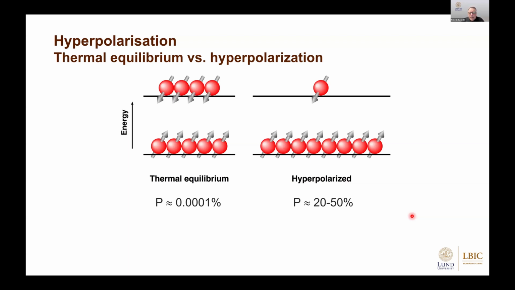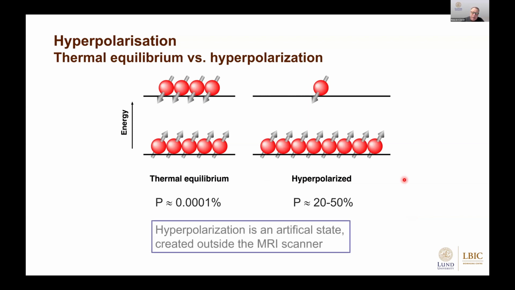So hyperpolarization is a process where you drive this to unity. The equivalent would be a magnet of maybe 1,000 or 10,000 Tesla, which doesn't exist. So the technology I will talk about, hyperpolarization, is an artificial state created outside the normal MR scanner.